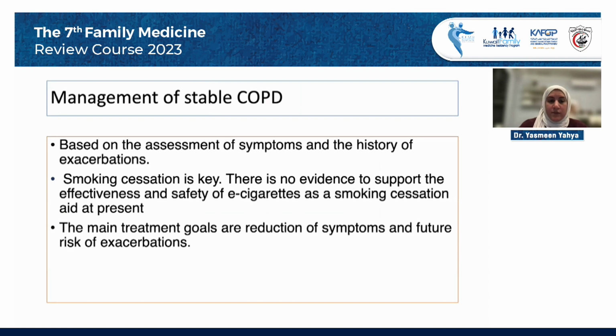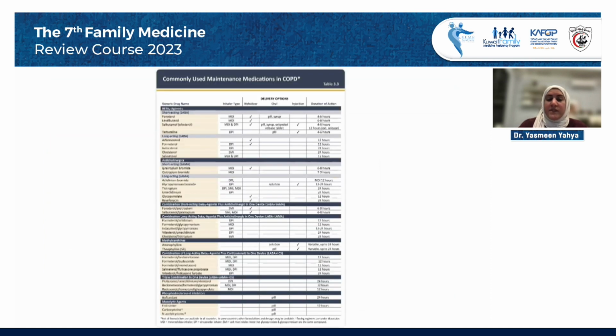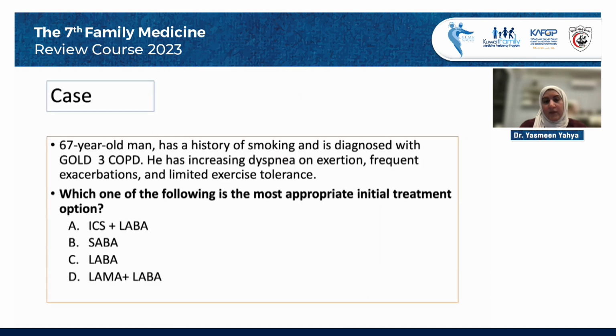Of course, you need to advise smoking cessation. These are the list of medications that are available for COPD, but of course, only very few are available in primary care. So I'll just discuss the things that we can do in primary care. So for this patient who has GOLD 3 COPD, and he has frequent exacerbations and limited exercise tolerance, what do you think is the most appropriate initial treatment option?